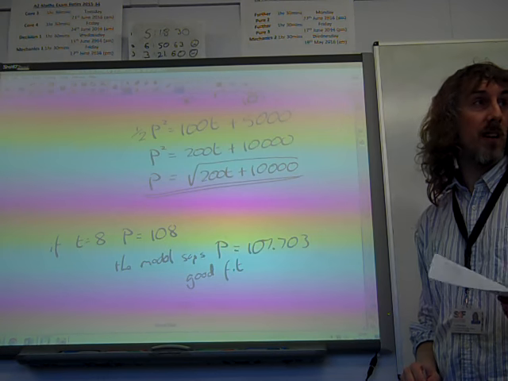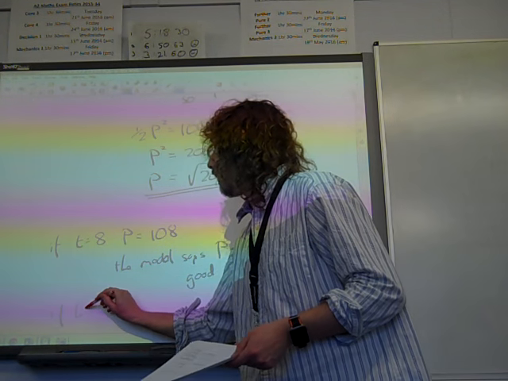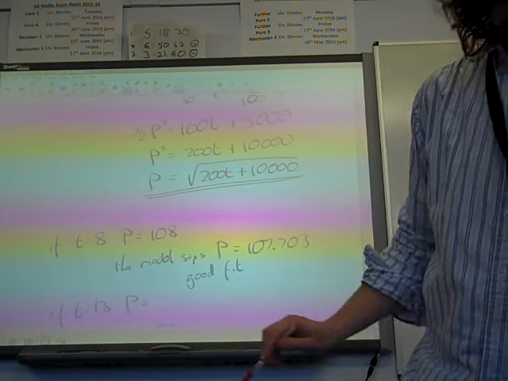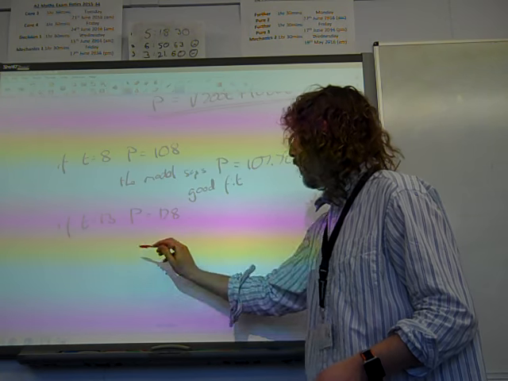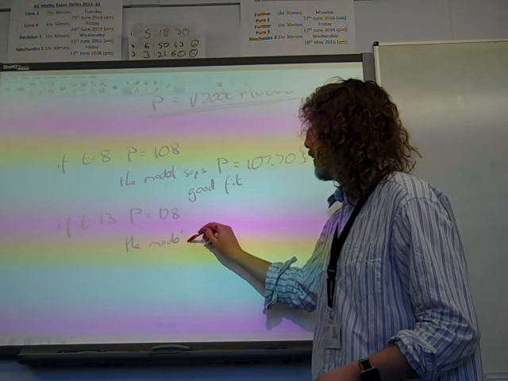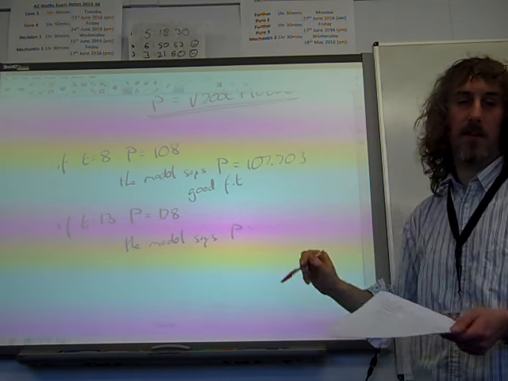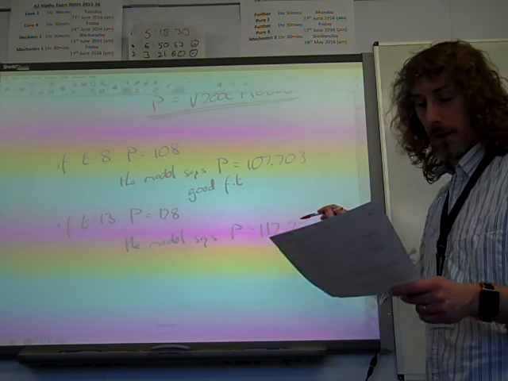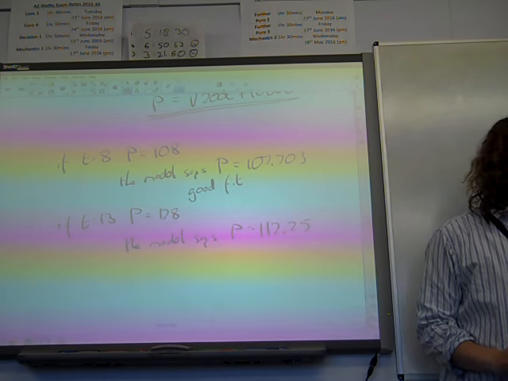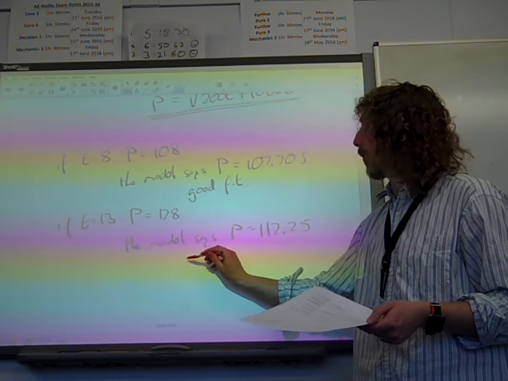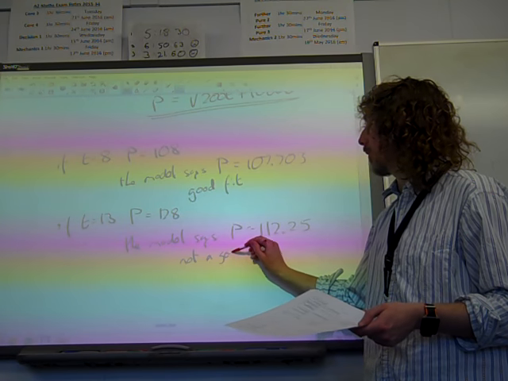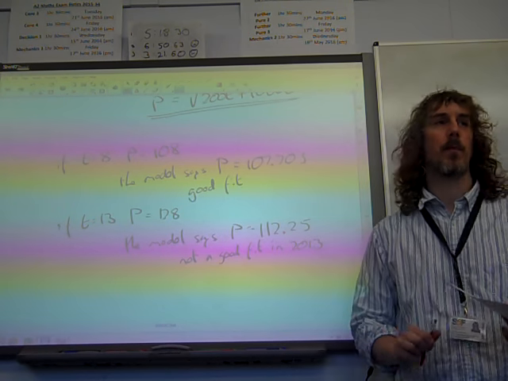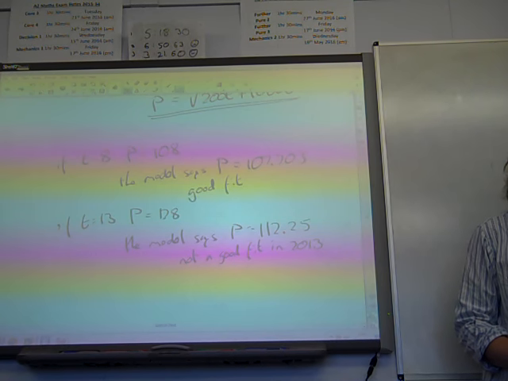The other one was T was 2013. And we were told the actual value was 128. But the model, our equation, says that P is, if you sub 13 into there, you get 112.25. That's your answer. And so we're way out at this point. So the model is not a good fit in 2013. Okay, and that's it. That was what they were looking for.